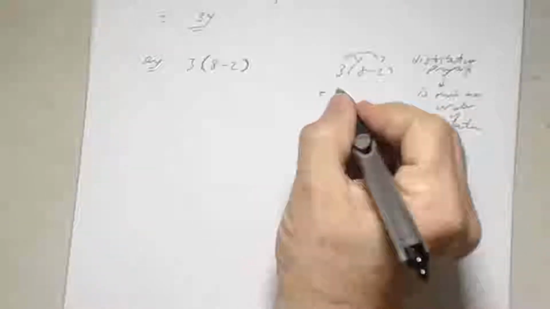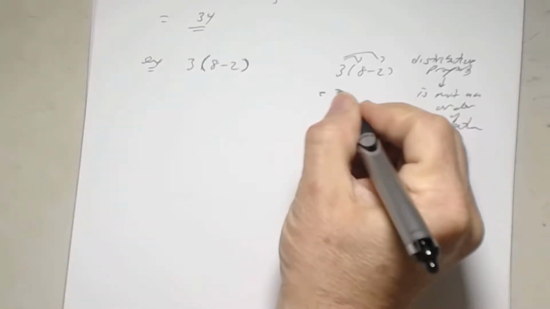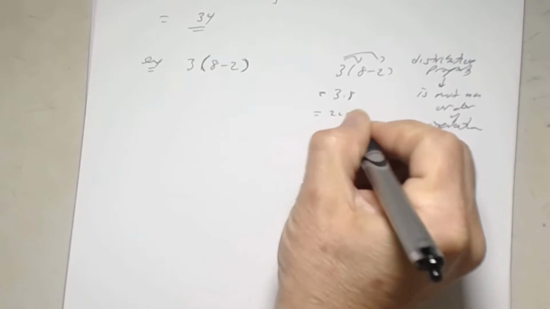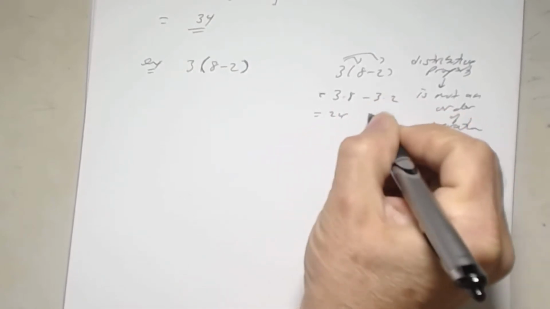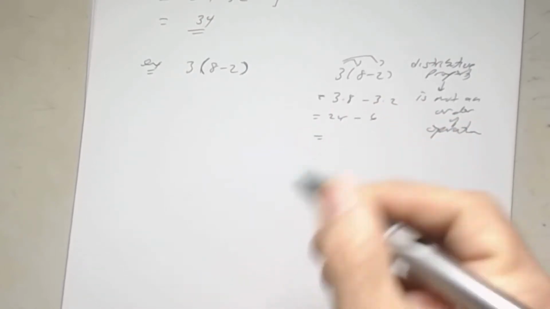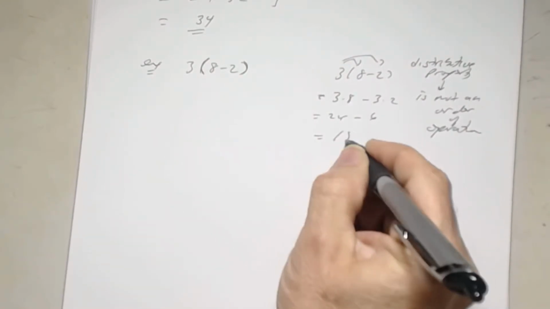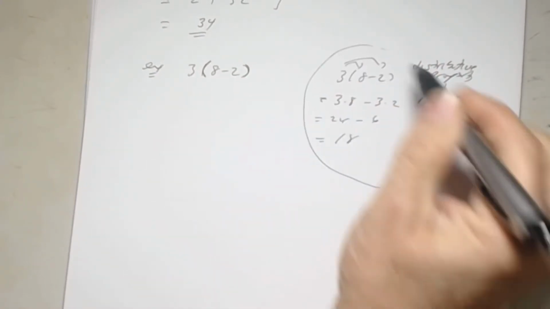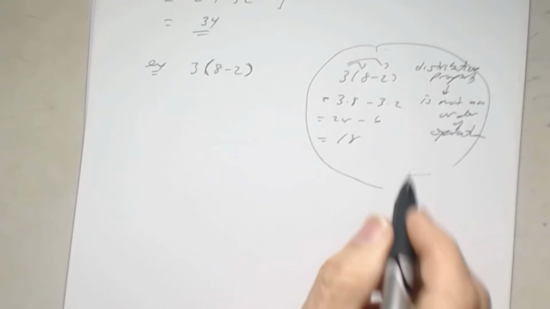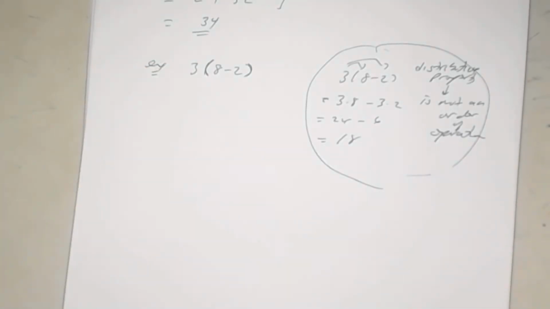Yes, it's one of your properties that you learned. So distributive property here would be 3 times 8 is 24, and then minus 3 times 2, which is 6, and then 24 minus 6 is what, 18? But that's not what I want, right? This is not order of operations. So the thing you've got to do for this problem on the worksheet is the parentheses first.